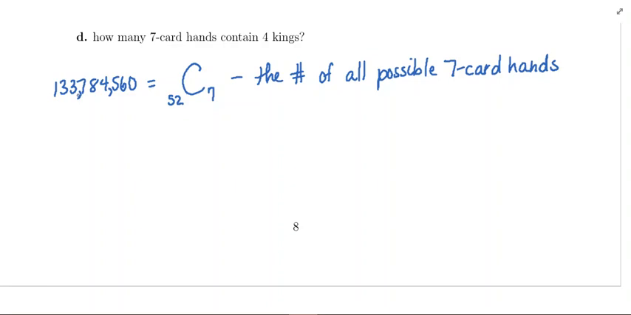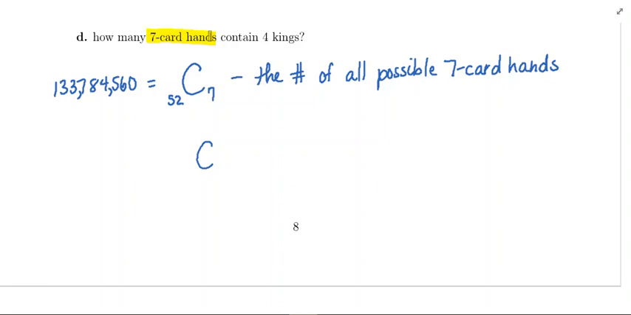But in part D, what we're trying to answer is how many 7-card hands are possible that contain 4 kings. Let's think about this. You're definitely going to have a combination. You have to be careful here. It is a 7-card hand, and when you set this up, all 7 cards have to be accounted for.